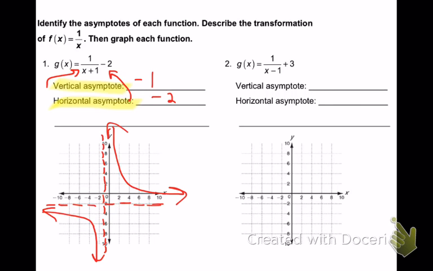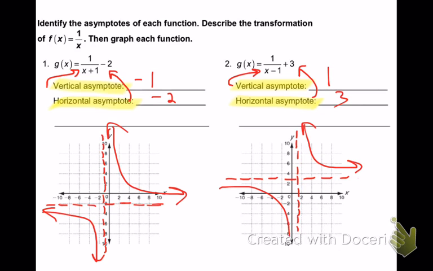Let's try number 2. Again, I need to find the vertical asymptote. Let's look to the denominator for my vertical asymptote. What would my vertical asymptote be here, Allie? What would you say? +1. Nice job. Because 1 minus 1 is 0. Can't get 0 in the denominator. So we get a vertical asymptote at 1. And then my horizontal asymptote is what I'm adding or subtracting, which would be 3. So I get a horizontal asymptote at 3. And then I sketch my hyperbola right there. And there you go. Yes, sir?